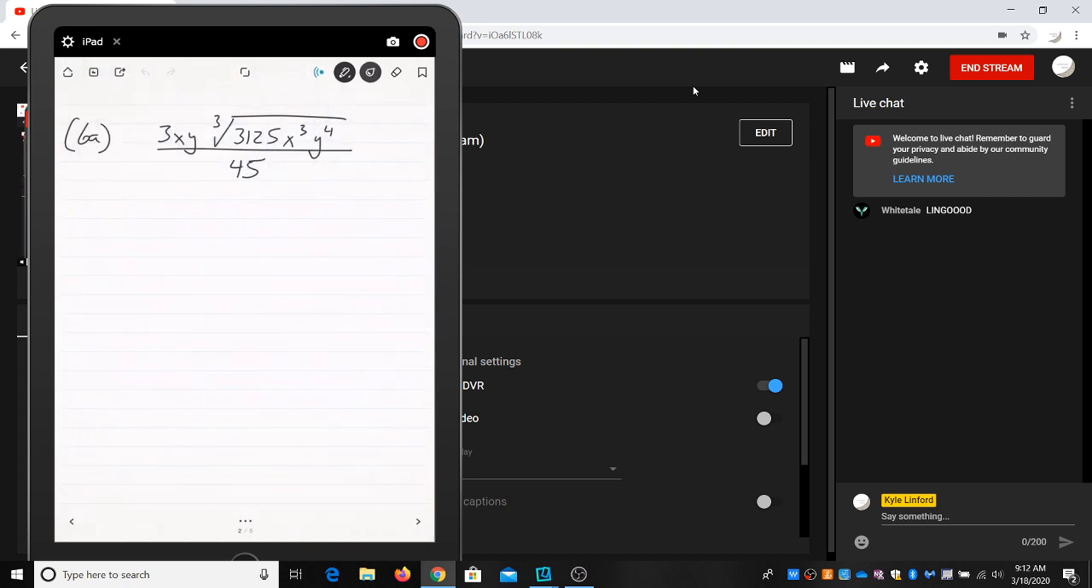This was problem 3 from the advanced practice. Here's problem 6 from the advanced practice.